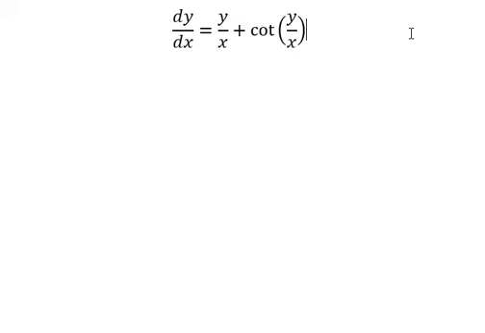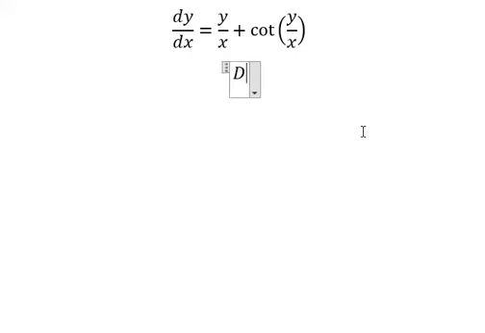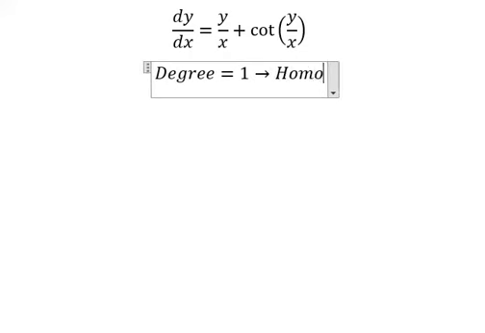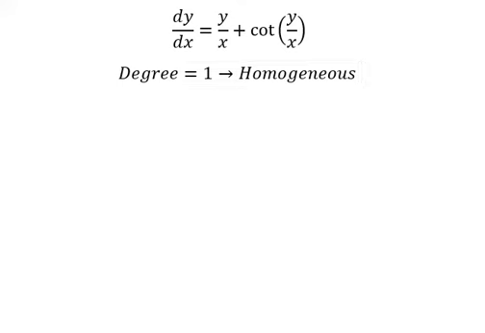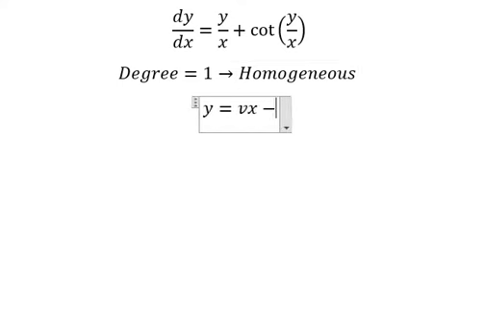So now I want to show you how to answer. We have y over x. They are degree number 1. So this is about homogeneous. So I will put y equals vx.